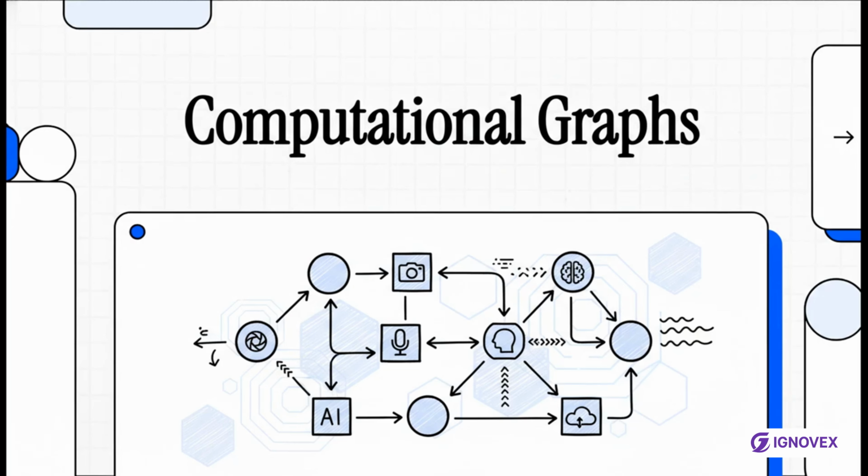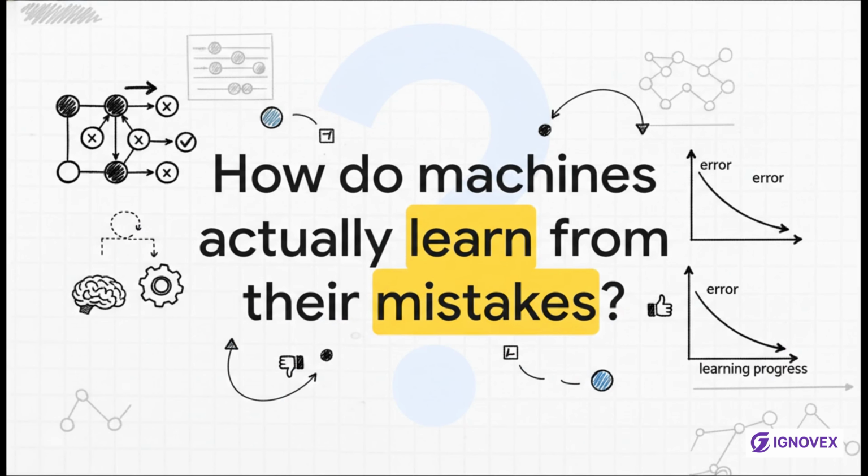All right, let's pull back the curtain on modern technology, and I mean really look under the hood. There's this silent engine that's driving the entire AI revolution. From your phone's camera to these massive language models everyone's talking about, it's all powered by one fundamental idea, the computational graph. But to really get why these graphs are so important, we have to start with a more basic question. When an AI gets something wrong, how on earth does it figure out how to get it right the next time? I mean, how does a machine actually learn?